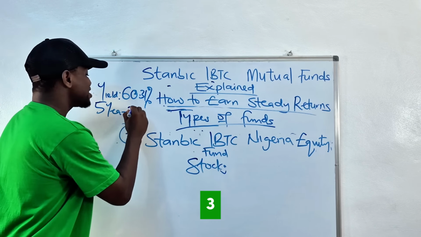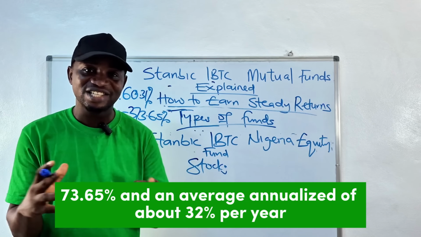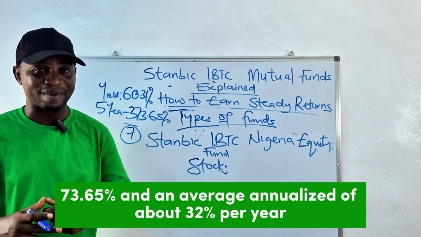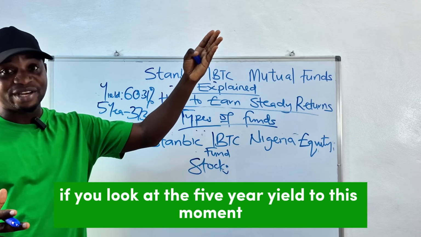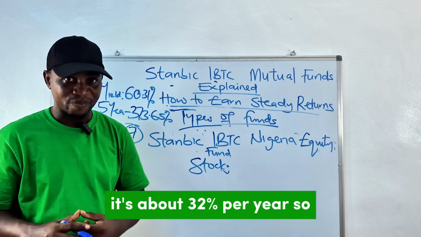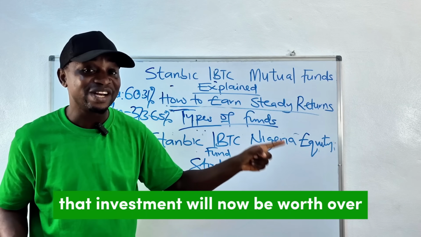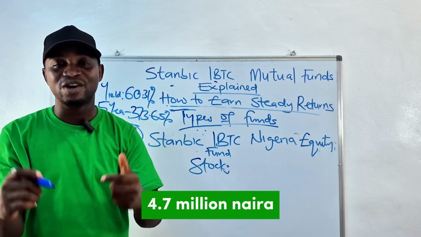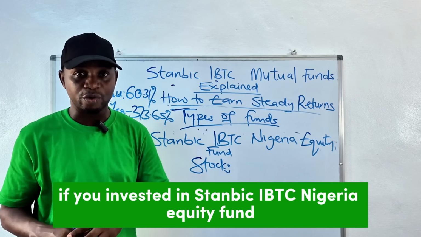373.65%. And an average annualized of about 32% per year. Annual return, annualized, if you look at the 5-year yield to this moment, is about 32% per year. So if you had invested 1 million naira 5 years ago, that investment will now be worth over 4.7 million naira if you invested in Stanbic IBTC Nigeria Equity Fund.